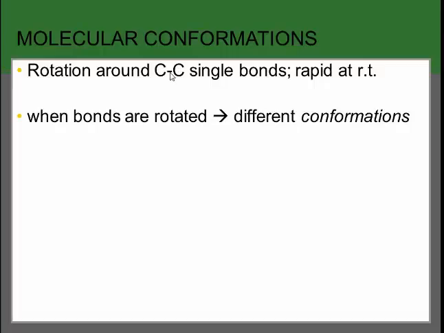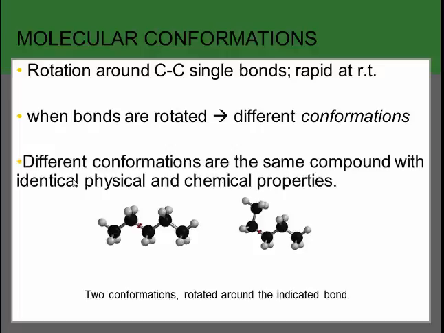So a carbon-carbon bond has rapid rotation at room temperature. And when the bonds are rotated, we get different conformations. So different conformations are the same compound. They have identical physical and chemical properties. They're just drawn a little differently.